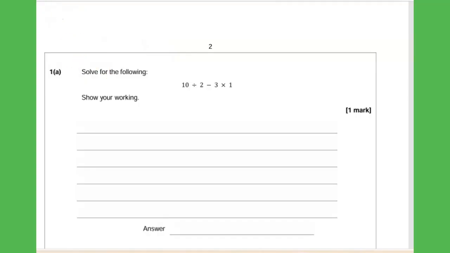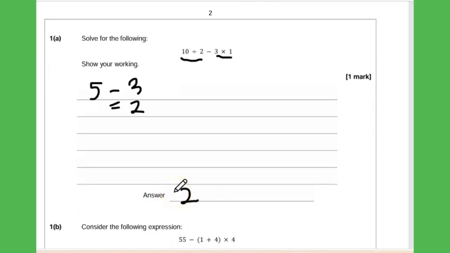So here we have, solve for the following. We're going to apply BIDMAS. So we know that division will have to come before multiplication, then followed by subtraction. So we're going to first of all say 10 divided by 2, which will give us 5. Then we have minus 3 times 1 is 3, and our final answer becomes 2. You need to follow your BIDMAS all the time.